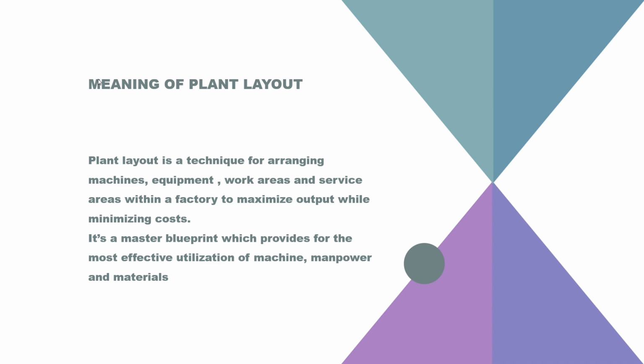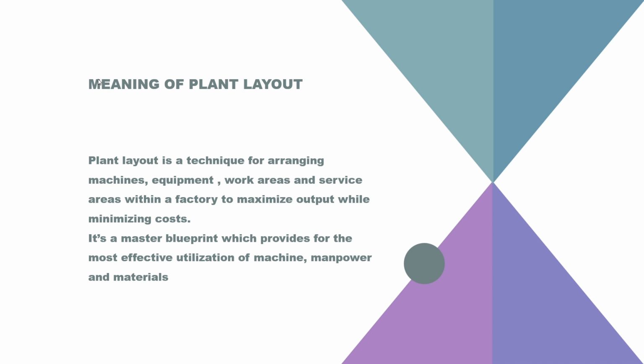A plant is a place where manpower, materials, money and machinery are brought together for manufacturing products. So plant layout is a master blueprint which provides for the most effective utilization of machine, manpower and materials. The objective of a plant layout is greatest possible output of high quality and lowest possible total cost of manufacturing.